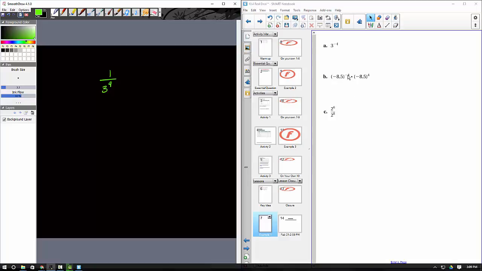This one here, if I have negative 8.5 to the fourth times negative 8.5 to the negative fourth, this will equal 0 in the exponent, so this would be equal to 1. And then this one here, if I think about it for a second, I really have like 6 of these 2's. So 2 times 2 times 2 times 2 times 2 times 2. 1, 2, 3, 4, 5, 6.